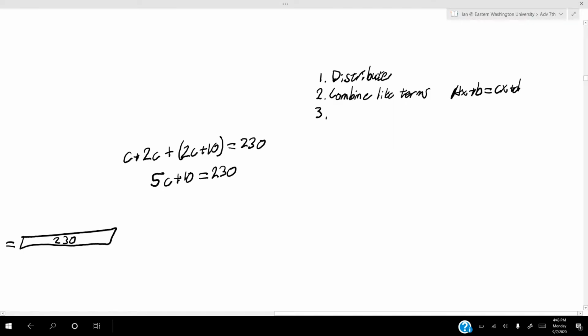Step 3 is we're going to subtract, we're going to move constants. The things that don't have a variable on them are what's called a constant. No matter what c is, they don't change. So we need to move our constants to be on the same side. We need to move this 10 to the right side. To do that, we're going to subtract 10, which means that we have 5c is equal to 220. Step 4 is to move variables.